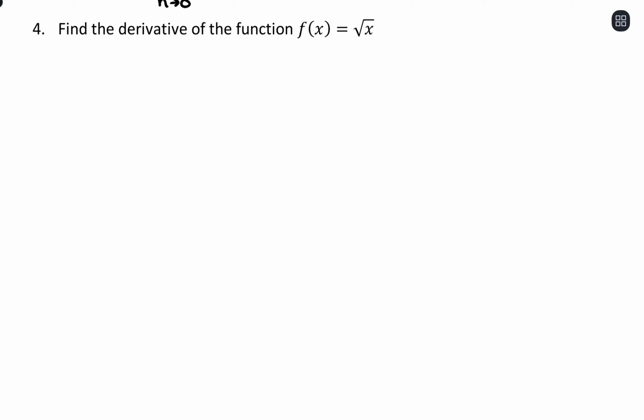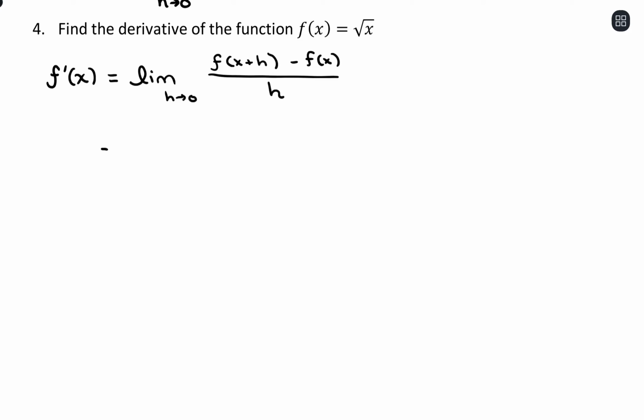Our function is just the square root of x, and we want to find the derivative function. So we want to find f prime of x. We're going to take the limit as h approaches 0 of f of x plus h minus f of x all over h. This is going to be the same as the limit as h approaches 0 of the square root of x plus h, minus f of x, which is just the square root of x, all over h.